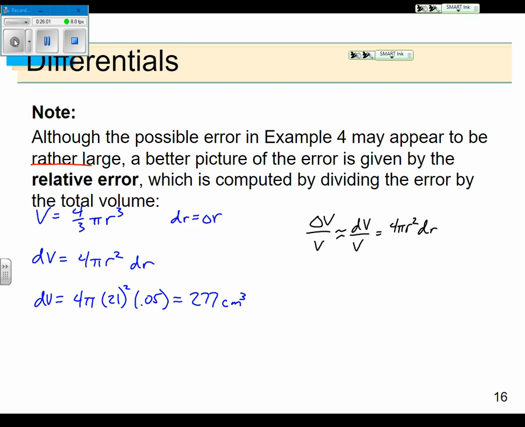Now, I'm working this the long way. I definitely could have taken my 277 and plugged it in up here, and then plugged in 21 for my regular volume, and that would give me the right answer. I might still do that. I don't know.